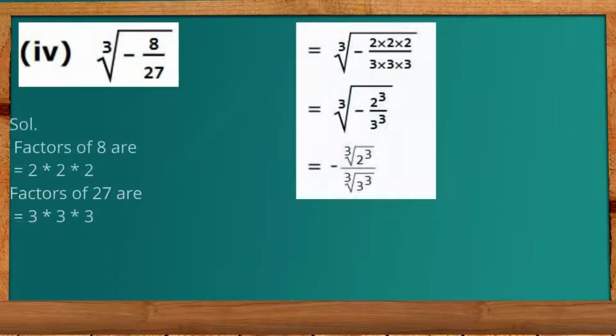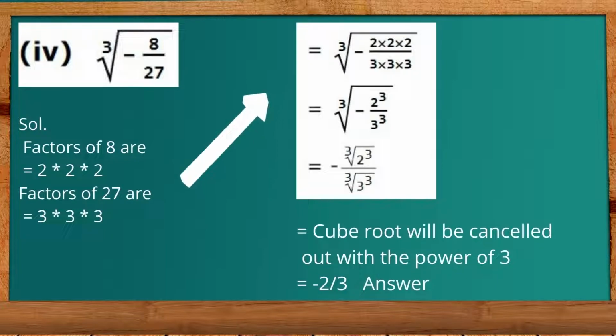Question number 4 is the cube root of minus 8 over 27. Factors of 8 are 2 three times and factors of 27 are 3 three times. After placing the factors we will get the cube root of 2 to the power 3 over 3 to the power 3. Now we will separate the cube roots of both the values in the numerator and denominator. We will get the cube root of 2 to the power of 3 in the numerator and the cube root of 3 to the power of 3 in the denominator. Cube roots will cancel out with the power of 3. Now the answer would be minus 2 over 3.